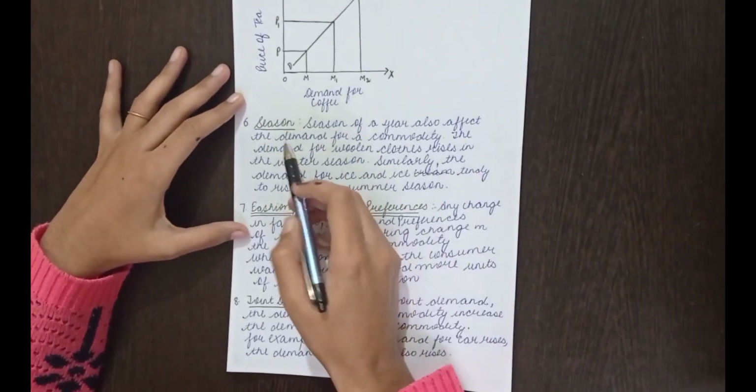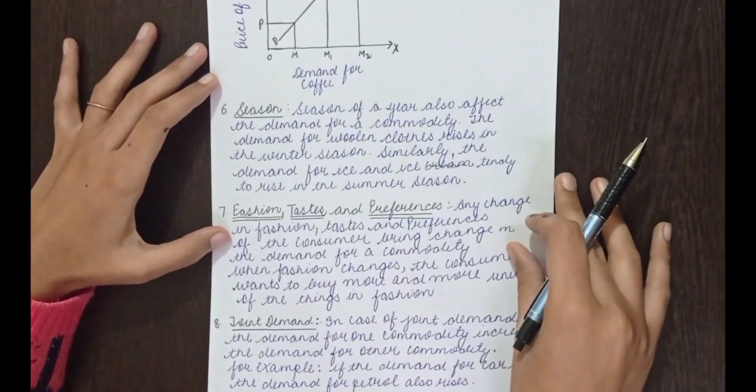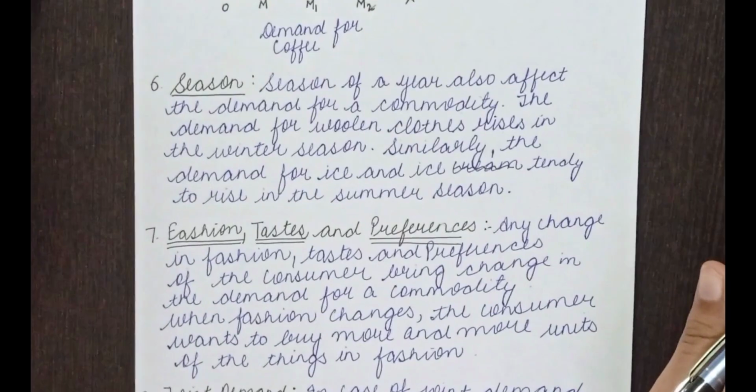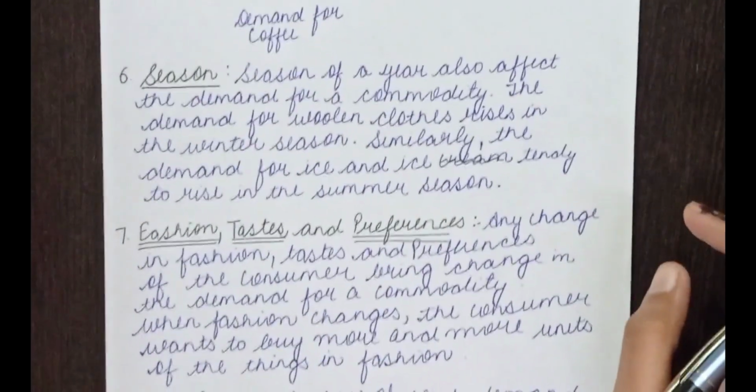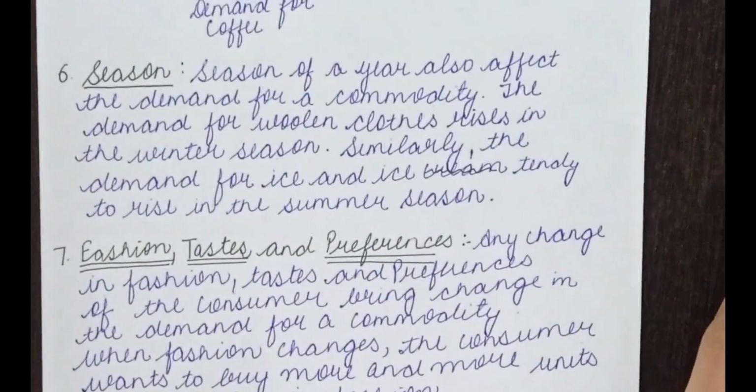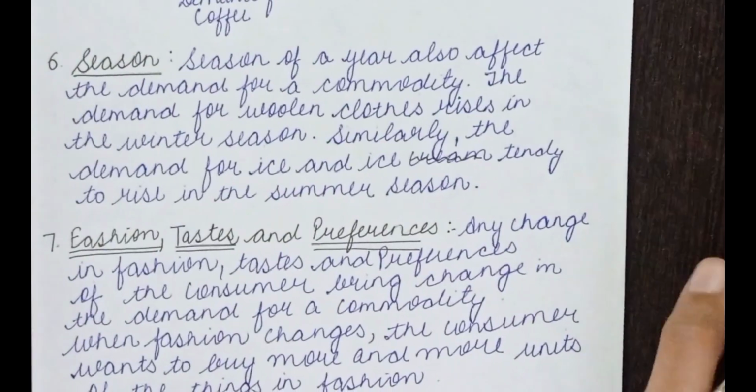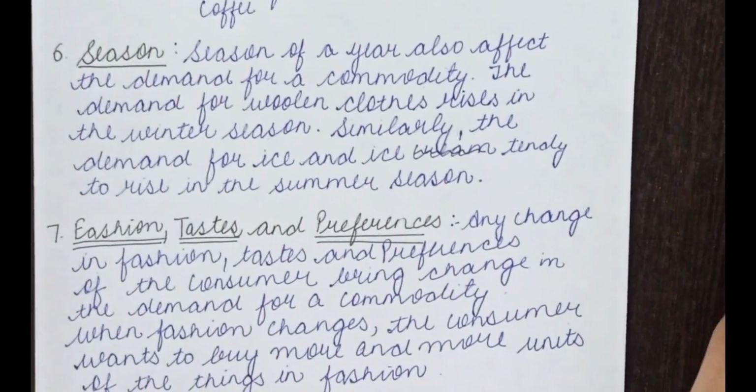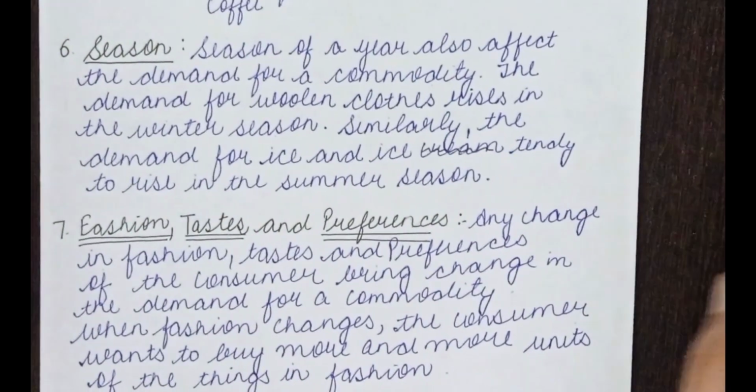Sixth, season. Season of the year also affects the demand for a commodity. The demand for woolen clothes rises in the winter season. Similarly, demand for ice and ice candy rises in the summer season.